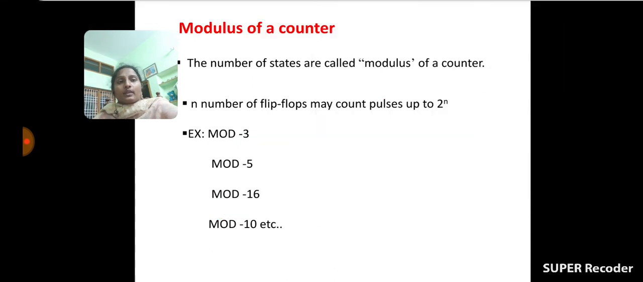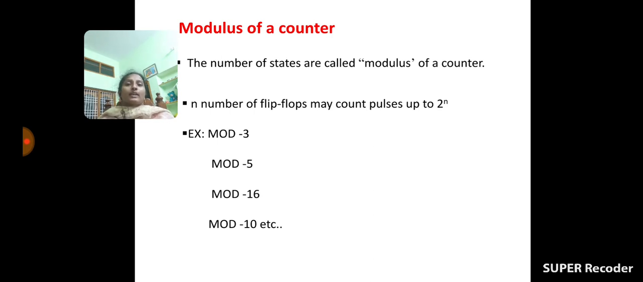Okay. So finally, what is meant by modulus of the counter? The ability of the counter to count how many states is called the modulus of the counter, and it is abbreviated as mod. Mod 3 means 3 states are there. Mod 5 means the counter is able to count 5 states. Mod 16 means the counter is able to count 16 states. And mod 10 means the counter is able to count 10 states.